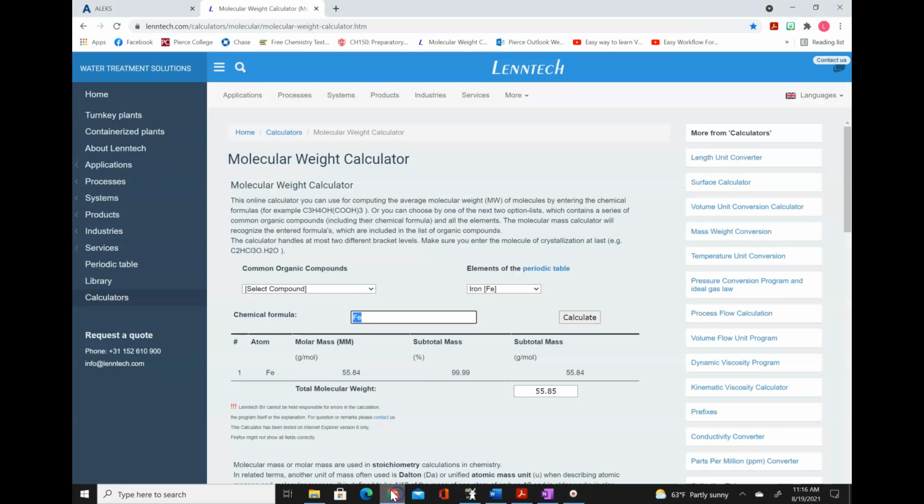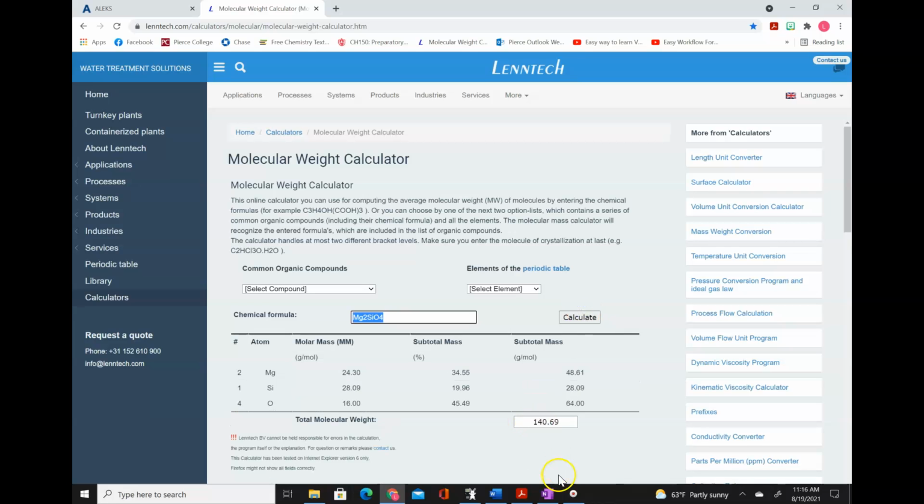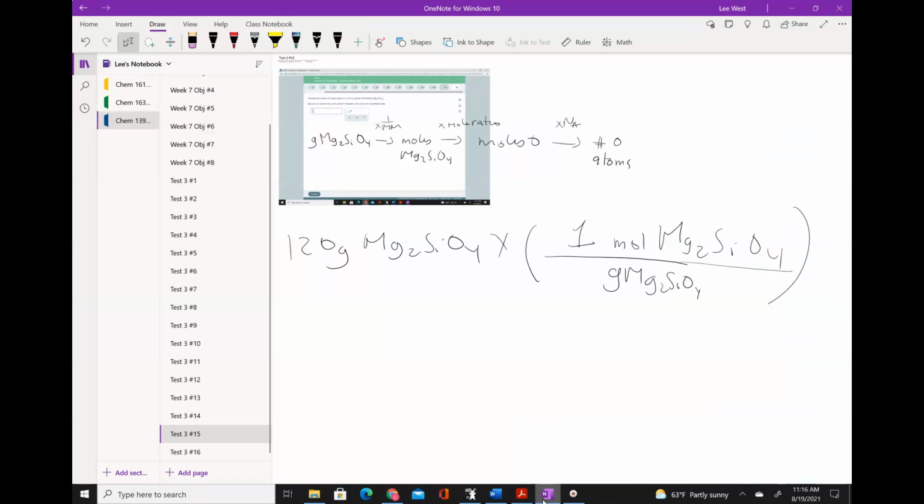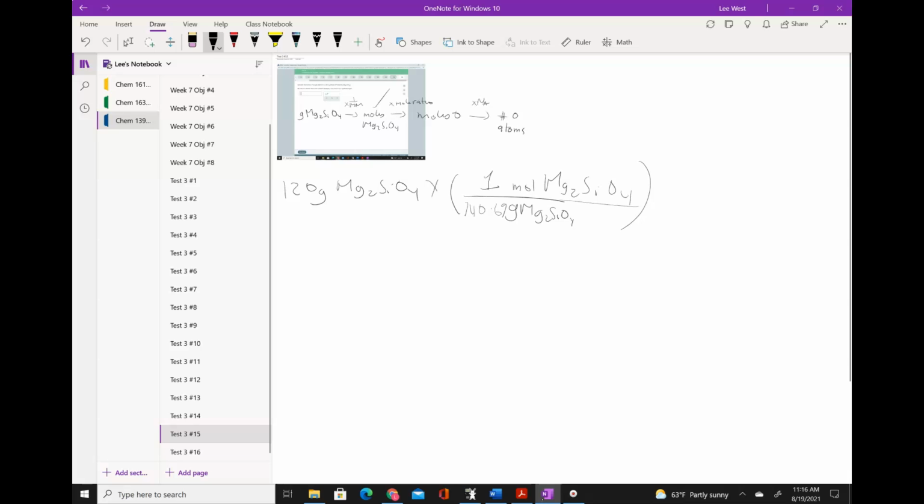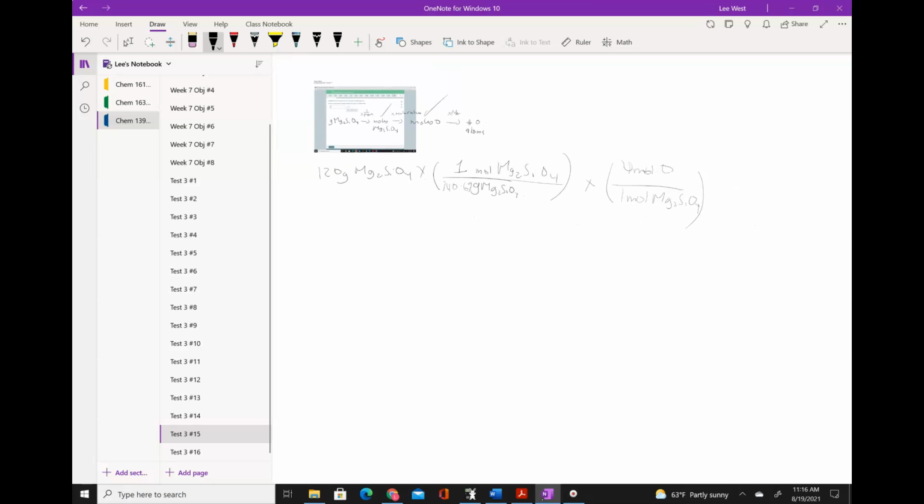So I'm going to go over to my molar mass calculator, Mg2SiO4. It's going to be a little bigger than some of the previous ones, 140.69. Okay, so that gets me there. Now, what's my mole ratio? I mentioned it before. You get 4 moles of oxygen for every 1 mole of your compound. So that gets me there.